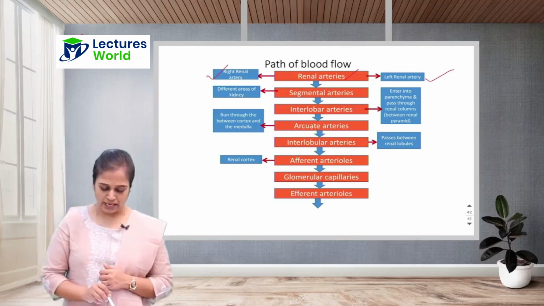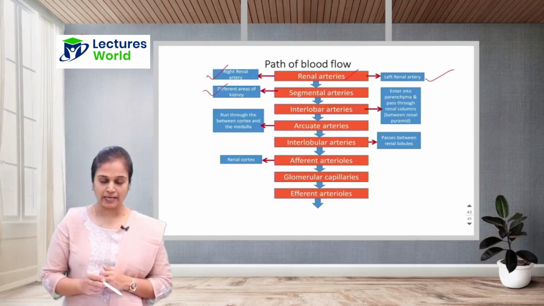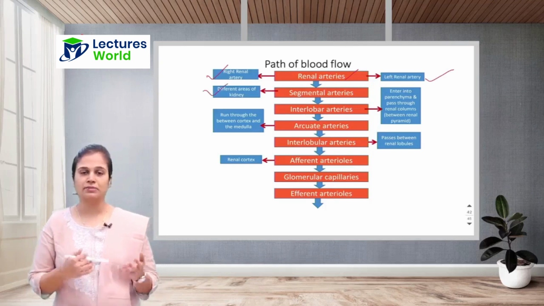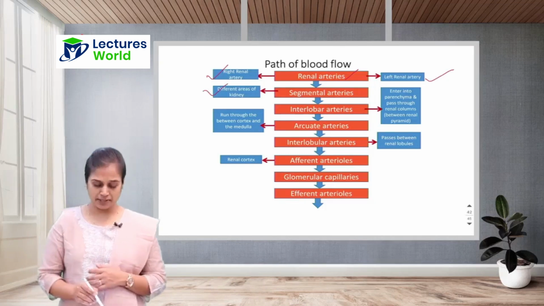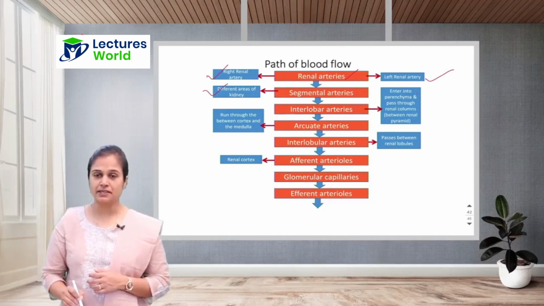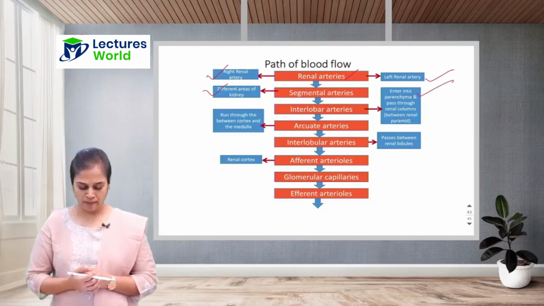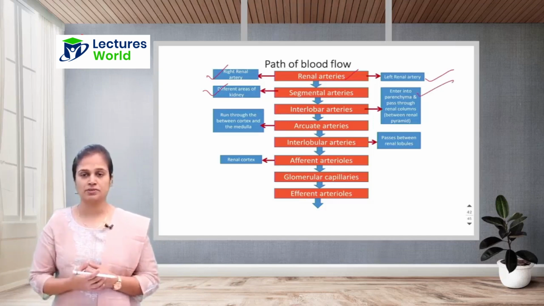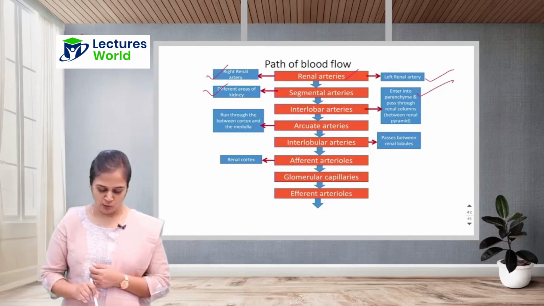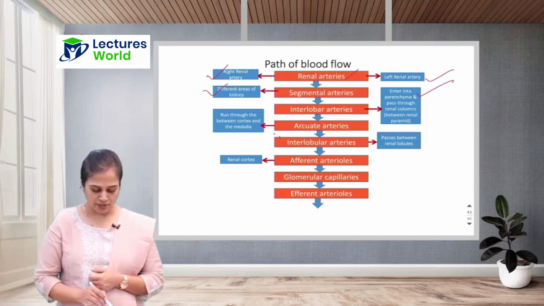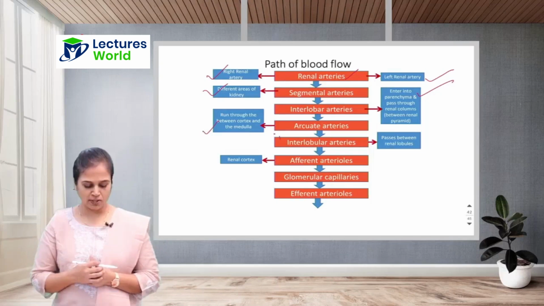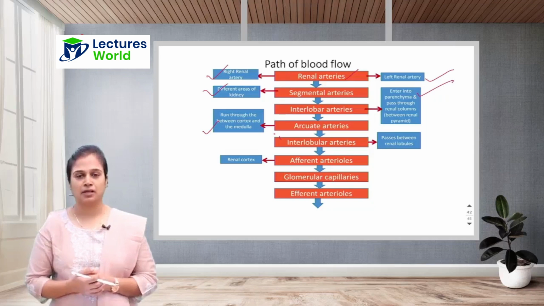Segmental arteries supply the different areas of the kidney, and from the segmental arteries, the interlobar arteries enter into the parenchyma and pass through the renal columns. We know the renal columns are the space between the renal pyramids. From the interlobar arteries, it becomes the arcuate artery. This arcuate artery runs between the cortex and the medulla.